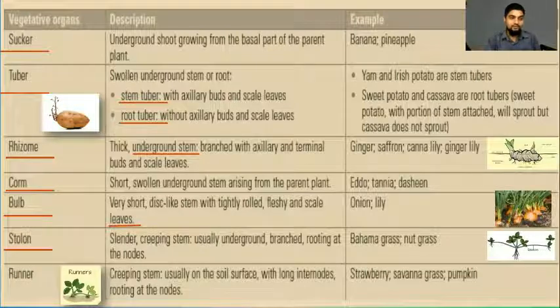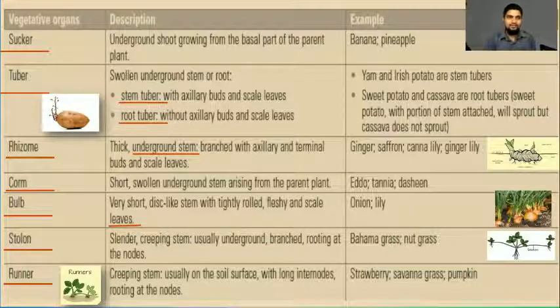Next, we have stolon. These are slender, creeping stems. The stem will be growing on the surface of the earth. Examples are Bahama grass and some other grasses that are called stolon. And then we have runners. These are also creeping stems and they're usually on the soil surface. Again, the difference between the stolon and the runner: the stolon, as you can see in the description, is a stem creeping underground, whereas the runner is found on the surface of the soil. An example would be strawberry and pumpkin.